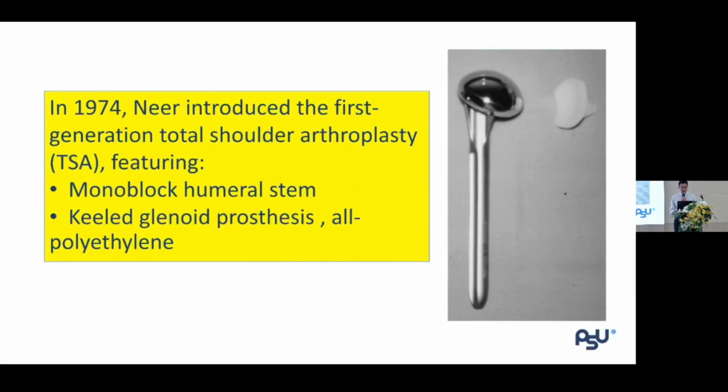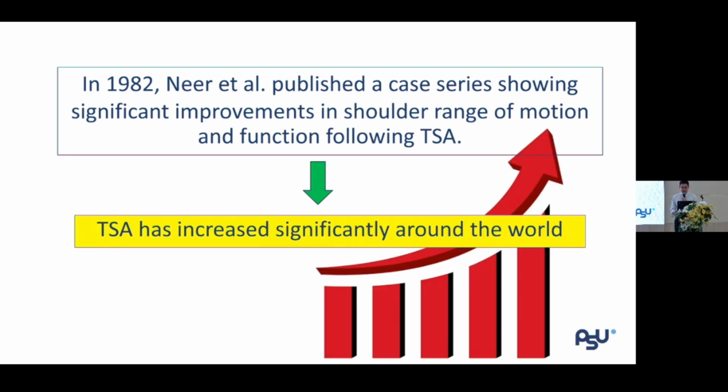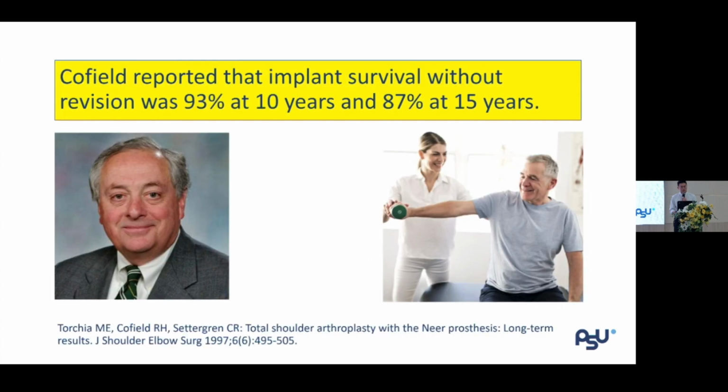The foundation of modern total shoulder arthroplasty was established by Charles Neer in 1974. Neer introduced the first generation of total shoulder arthroplasty, which featured a monoblock humeral stem and a keeled polyethylene glenoid prosthesis. By 1982, Neer and colleagues published a case series demonstrating improved range of motion and functional outcome. Since then, total shoulder arthroplasty has gained widespread acceptance globally. Several studies have confirmed the long-term success of total shoulder arthroplasty.